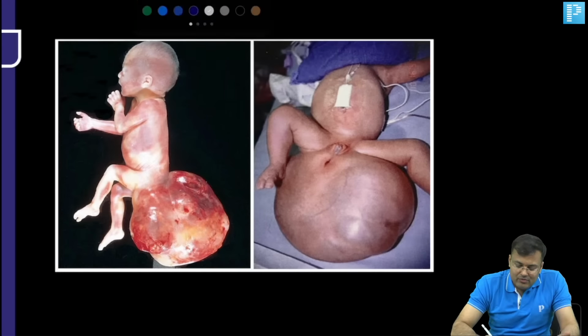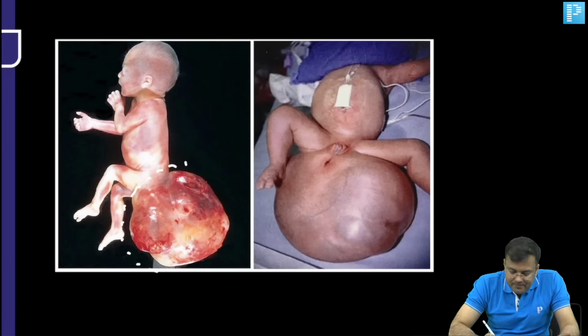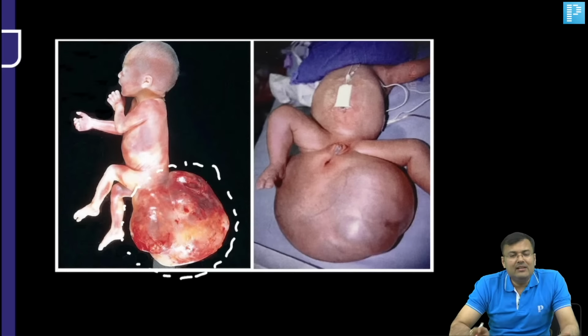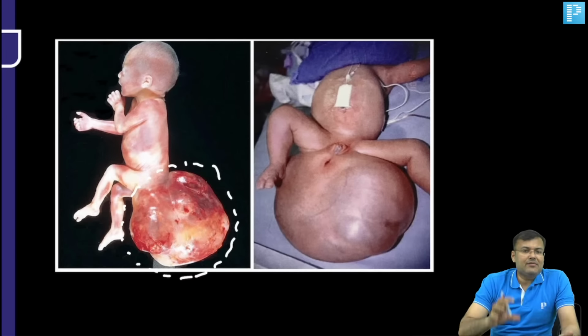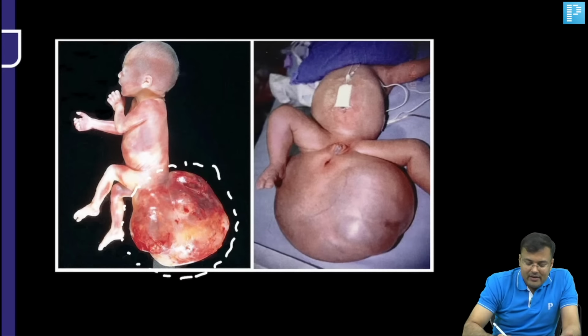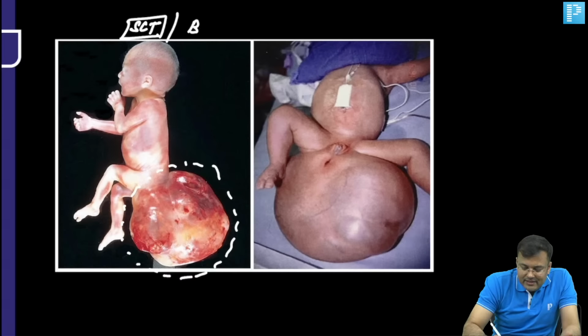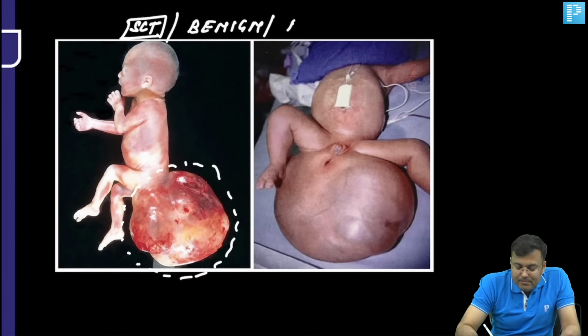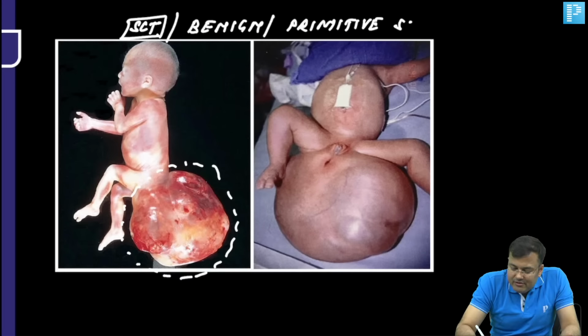Can you tell me that guys, what's the diagnosis here? Sacrococcygeal teratoma. आप देख सकते हैं, it is arising from sacrococcygeal region. Neonates में होता है sacrococcygeal teratoma. Tell me it's benign or malignant? Benign. This question was asked that it arises from primitive streak.